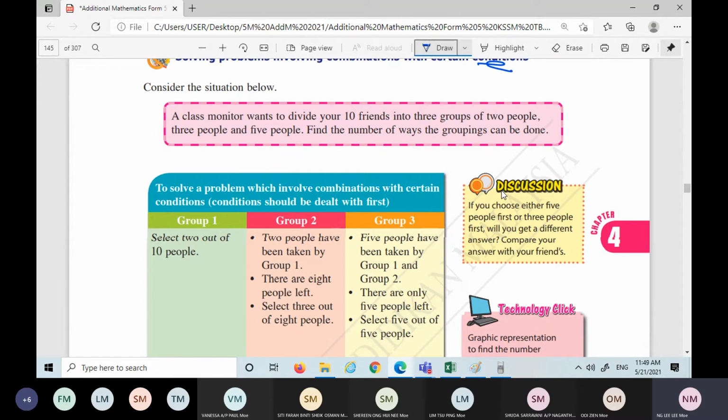A class monitor wants to divide your 10 friends into 3 groups of 2 people, 3 people, and 5 people. Okay, 3 groups. The first group has 2 people, the second group has 3 people, the third group has 5 people. So altogether, 2 plus 3 is 5, 5 plus 5 is 10. After you divide into groups, there is no balance. Find the number of ways that the grouping can be done.